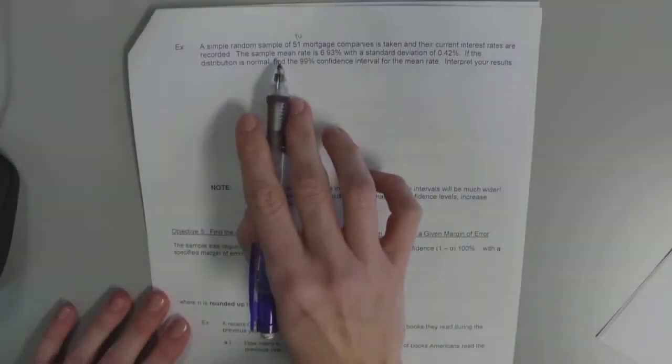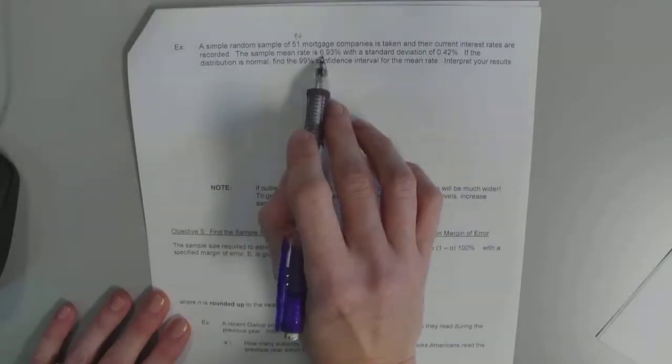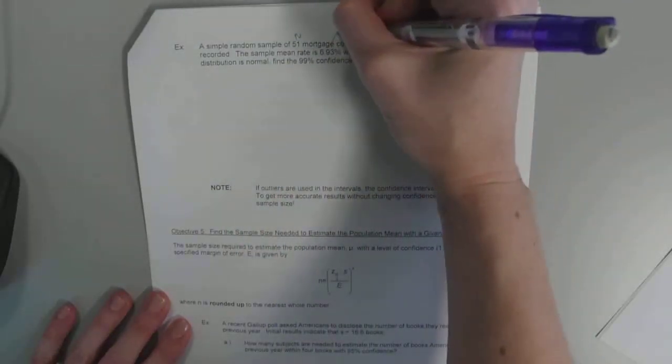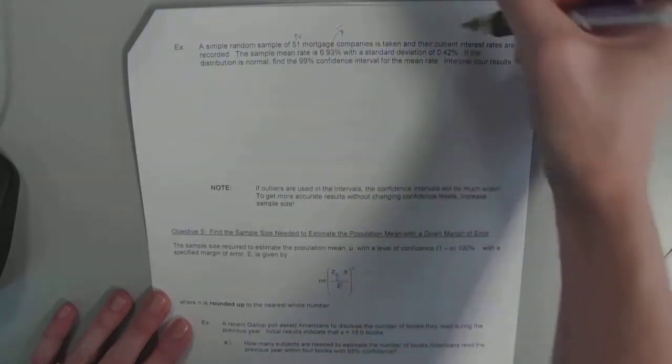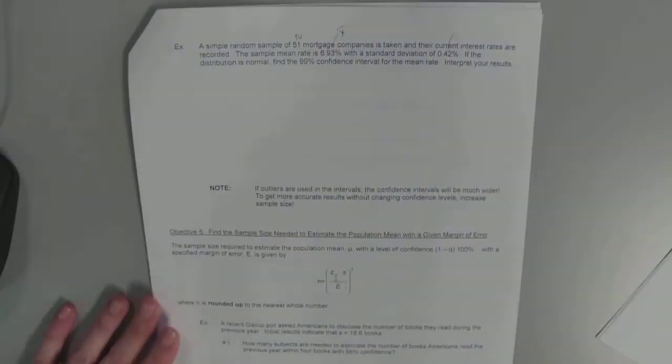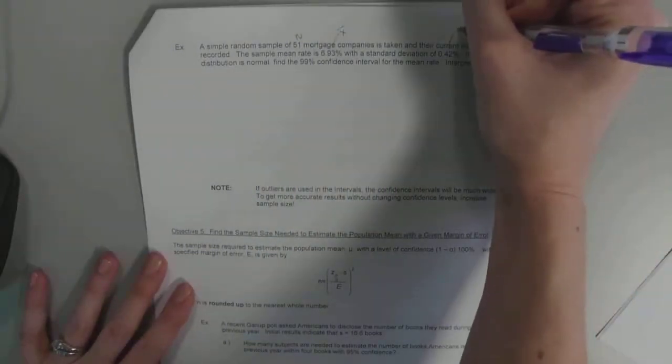The sample mean rate. So since it's a sample mean, what can we label 6.93 with? You got it. With a standard deviation of 0.42. This is what's different. We're used to labeling standard deviation with sigma, but remember we don't know sigma. This is the sample standard deviation. What was its symbol? S. You got it. So notice right off the bat, we have most of our unknowns for the formula.